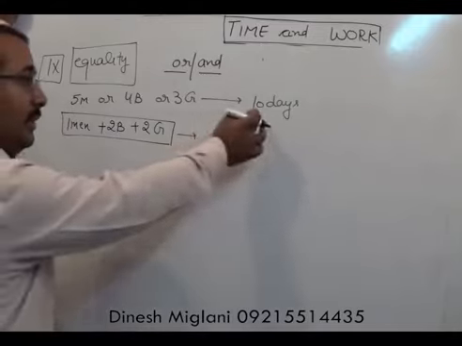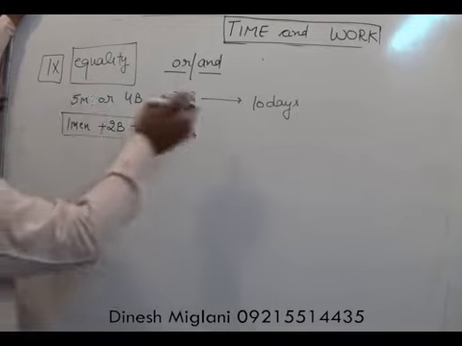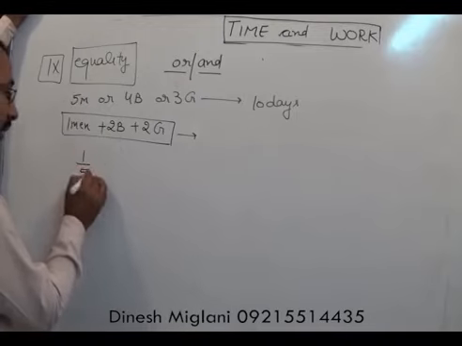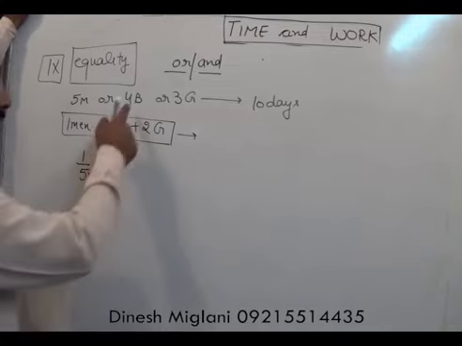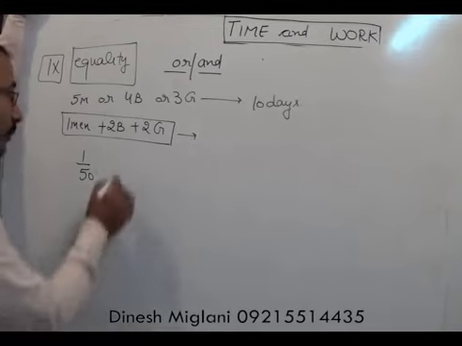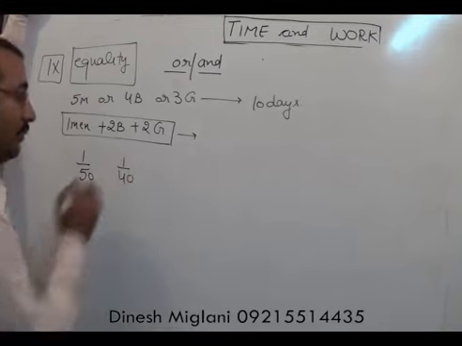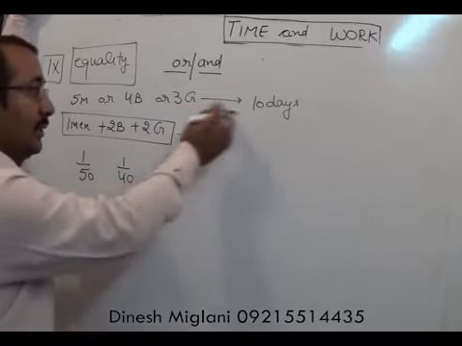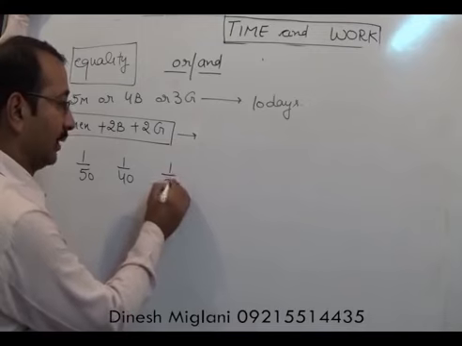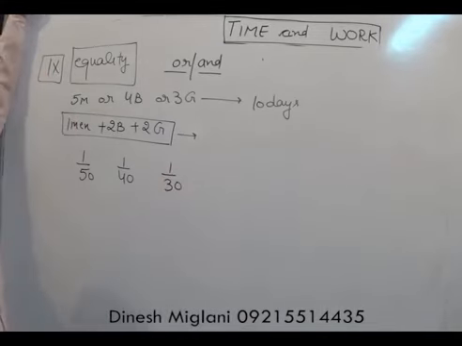5 men will take 10 days to do a work, so 1 man will take 50 days, and 1 man's 1 day work is 1 by 50. 4 boys will take 10 days to do a work, so 1 boy will take 40 days, and 1 boy's 1 day work is 1 by 40. 3 girls take 10 days to do a work, so 1 girl will take 30 days, and 1 girl's 1 day work is 1 by 30.